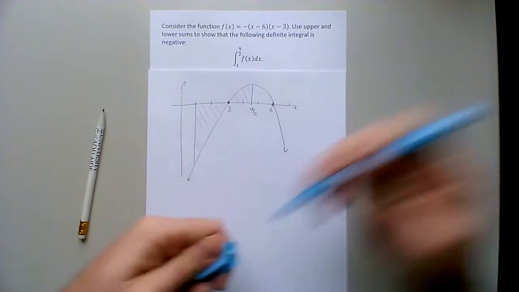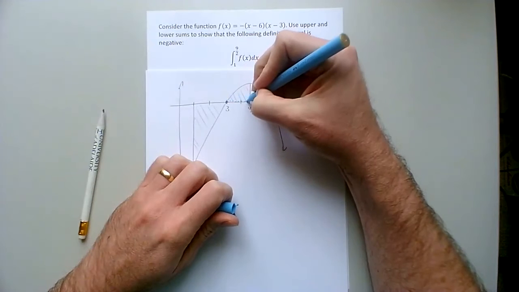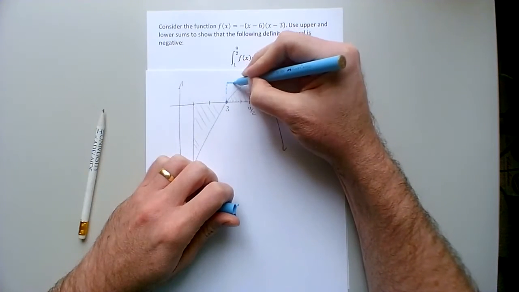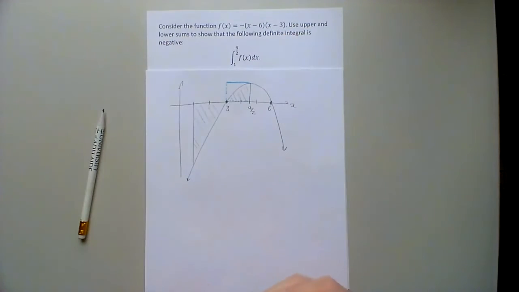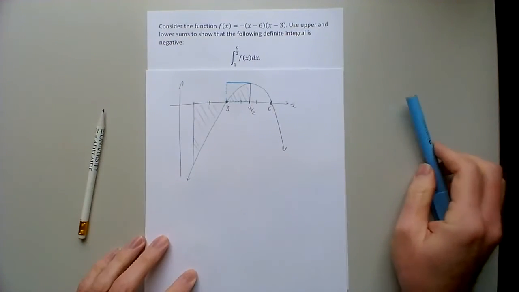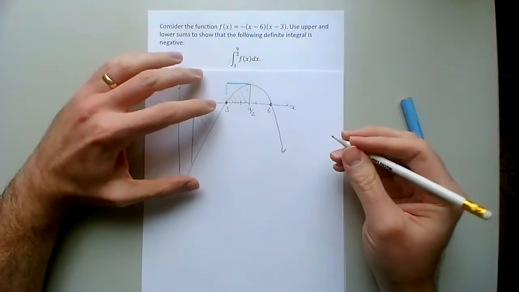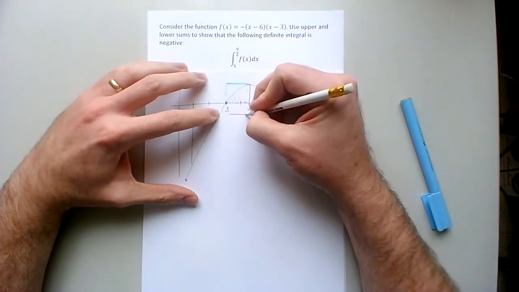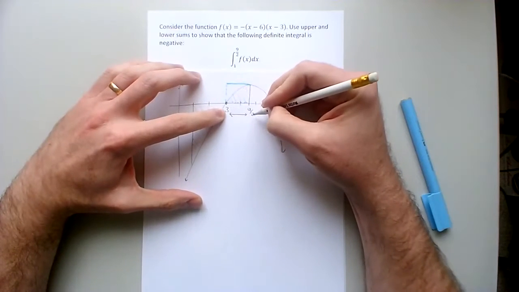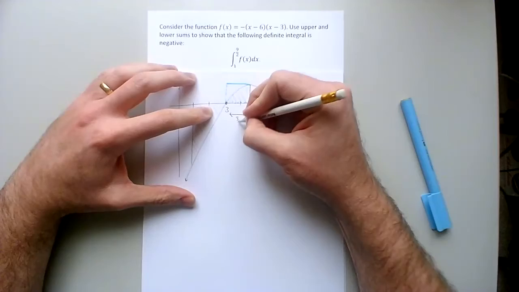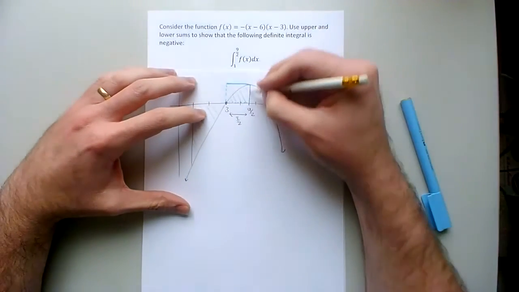Okay, so what if I use this interval here? Because then the upper sum would be this box here, because that's where the maximum is. So to figure out the upper sum, I'm going to need to know how wide this is. So that goes from 3 to 9 over 2. 9 over 2 is, well, I can look at it. It's 1.5, isn't it? Which is 3 over 2. And then I need to know this height.